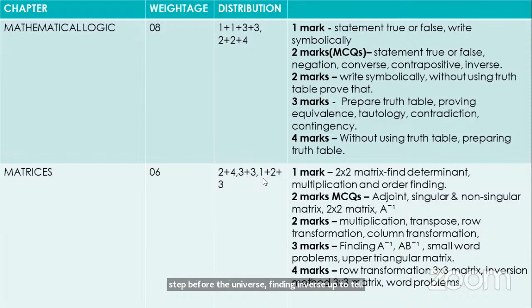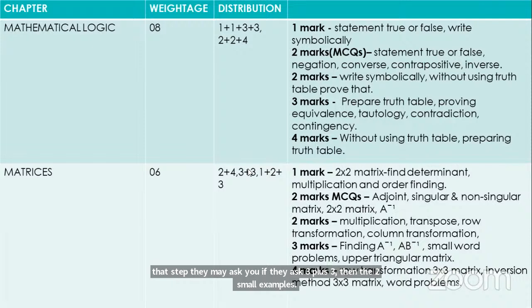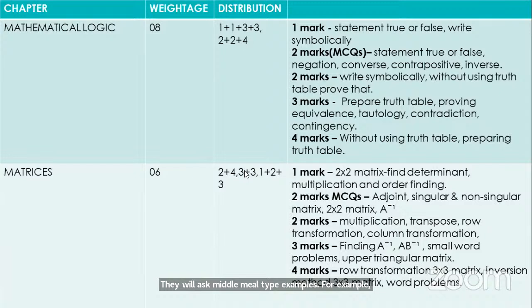If they ask 3 plus 3, then they will ask two small, middle-level examples. For example, finding the inverse for 3 marks. And for the other 3 marks, they may give multiplication and ask you to prove, for example, that transpose of AB equals B raised to T into A raised to T. That type of example will be there. Here I have already written A inverse, AB inverse; that also will be asked here.